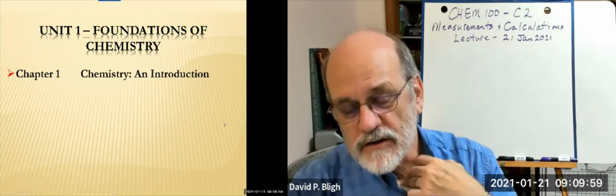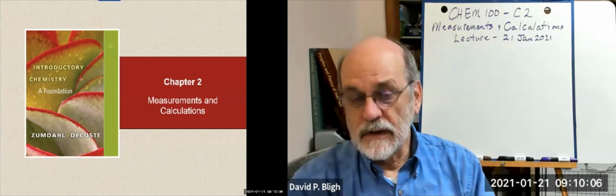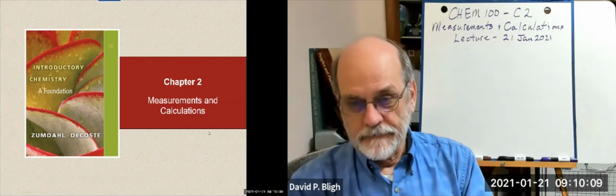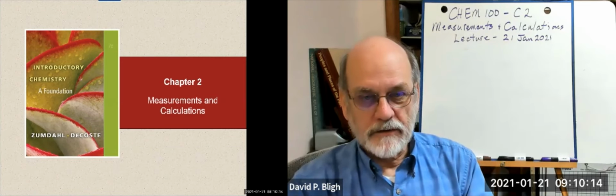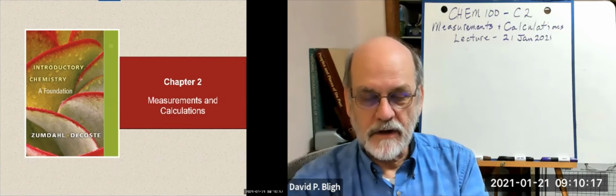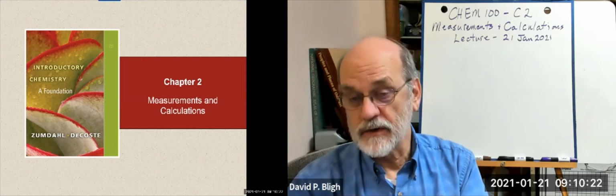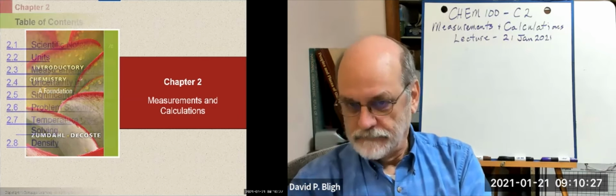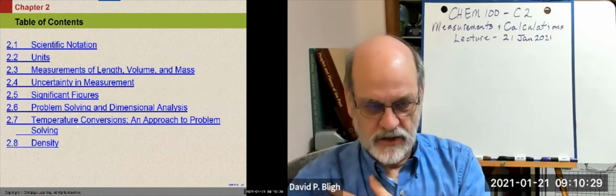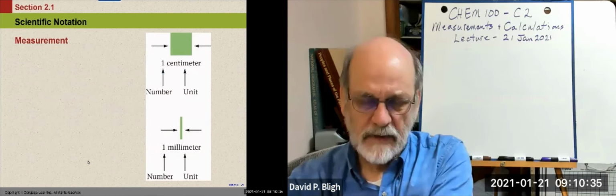So we're going to look at chapter two today on measurements and calculations. Fundamental stuff for actually most of the sciences. No, I think I can say all the sciences are involved and require knowledge of how to make measurements and how to manipulate those measurements, how to do calculations to get useful information out of them. And this is just a general outline of what we're going to look at today.